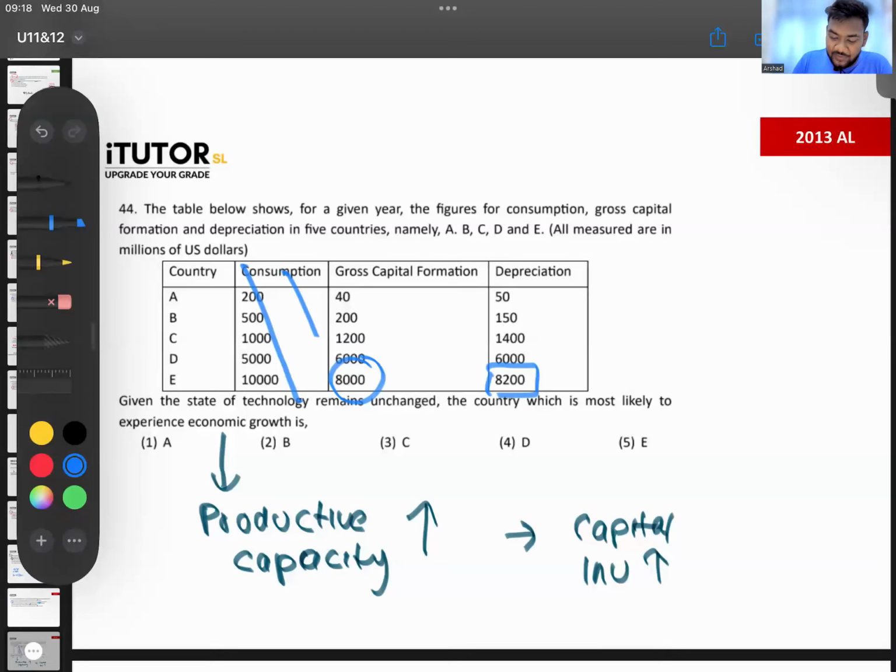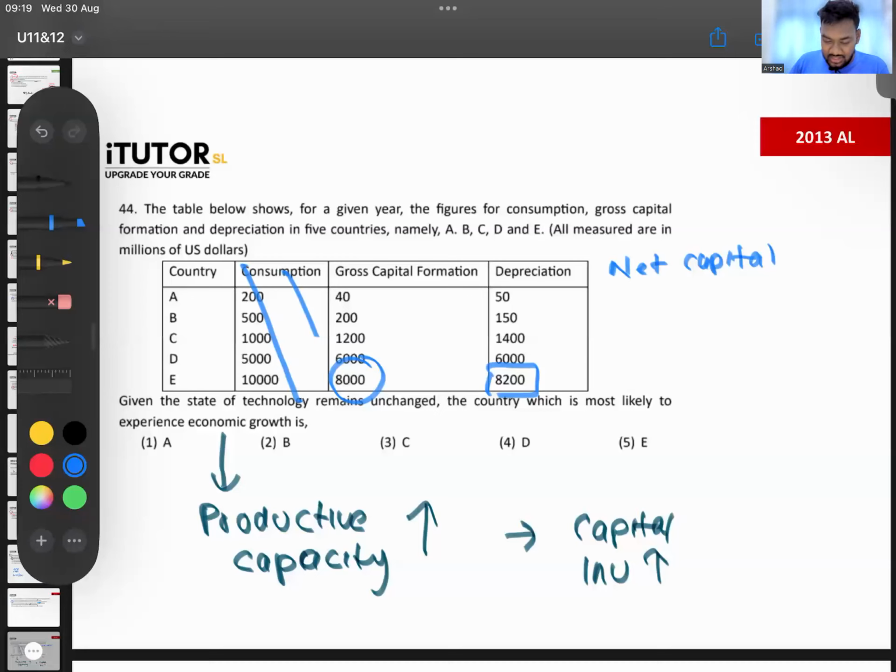So ideally, what do you have to look at, guys? You have to look at net capital formation. What is net capital formation? Net capital formation is the new amount of capital that is coming into the country: the gross value minus the depreciation. Now, depreciation is what has got old and gone, no?